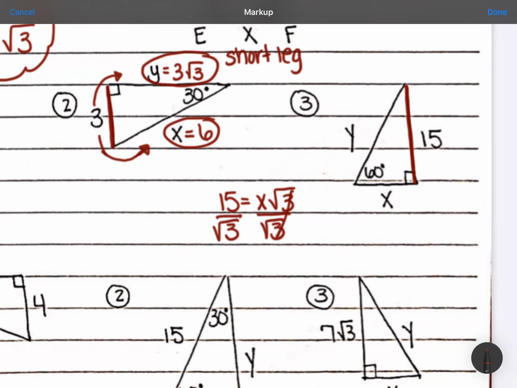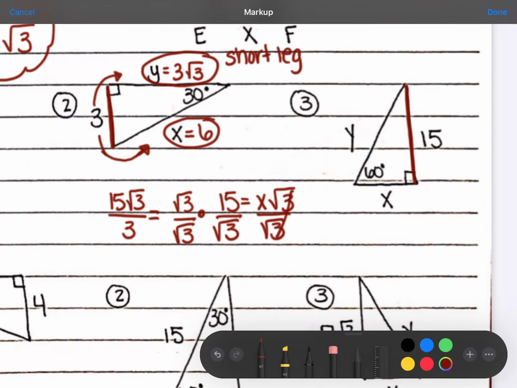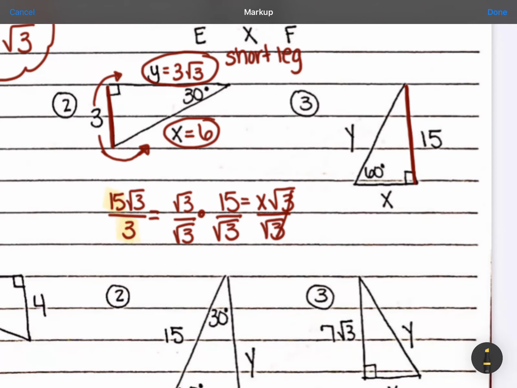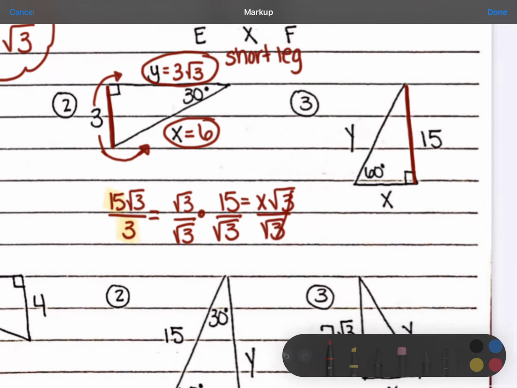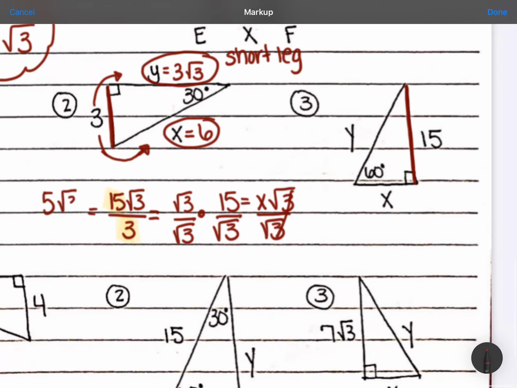Can't have a radical on the bottom, so we rationalize. I know that 15 times radical 3 is 15 radical 3. Radical 3 times radical 3 is regular 3. And I can reduce the 15 and the 3. 15 divided by 3 is 5. So my answer is 5 radical 3. So we kind of worked that equation backwards there instead of going right to left, but whatever. All right, so x is 5 radical 3. That's my short leg.